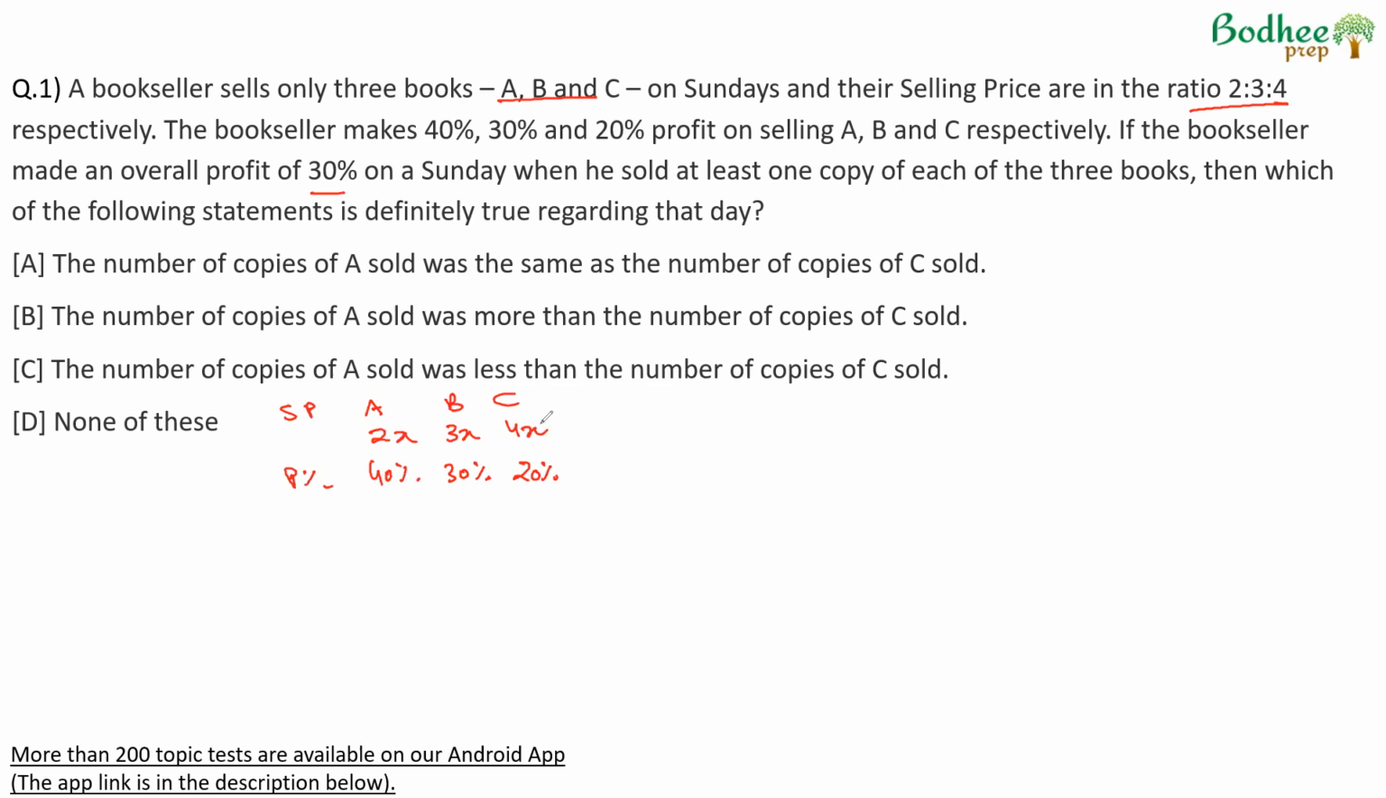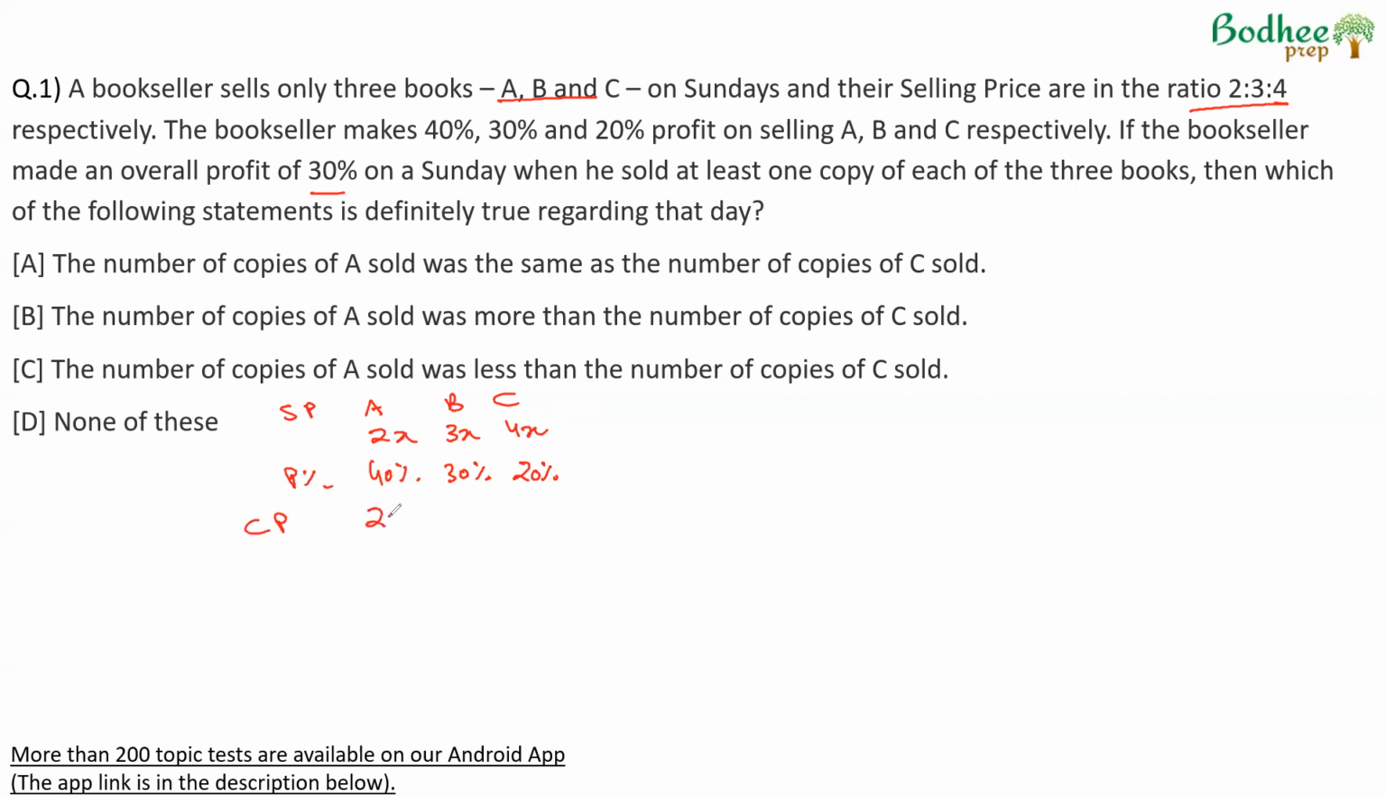Since the selling price of C is higher and it has the lowest profit percentage, that means the cost price of C would also be the highest. And therefore, if we want 30% profit, we would want the cost price towards A and B to be more. So ideally, copies of A should be more than C. That is my first thought. But again, to be sure, let us find out the cost prices.